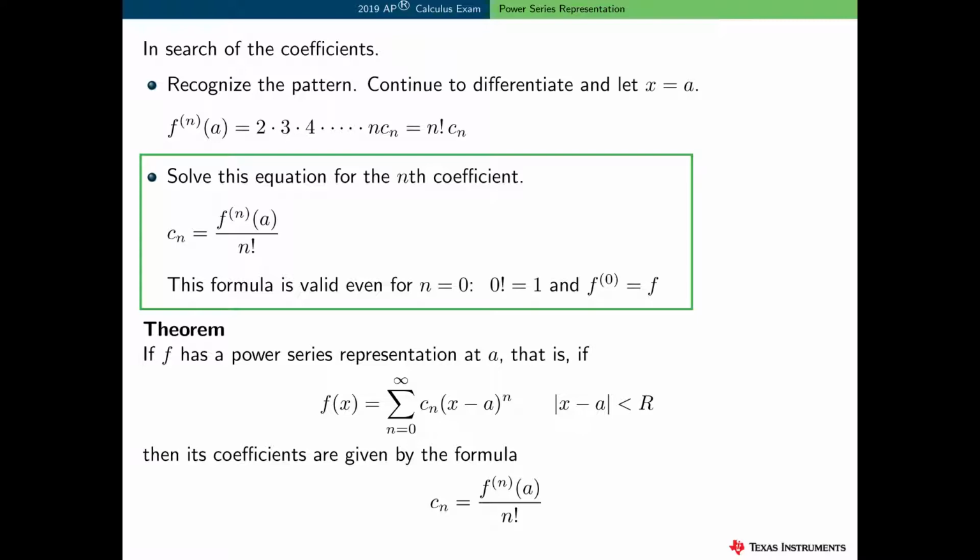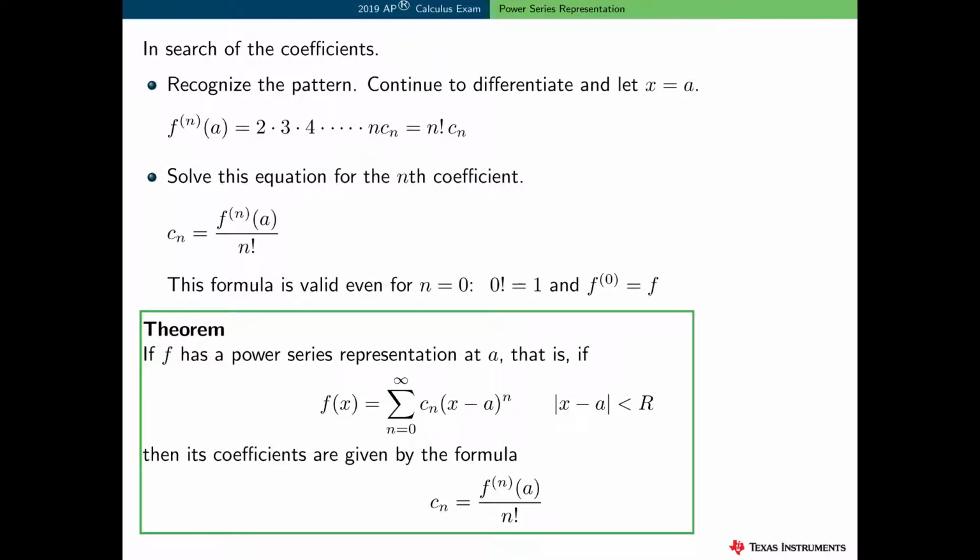And note that this formula is valid even for n equals 0, because we can use the conventions that 0 factorial is equal to 1, and the 0th derivative of f is just f. Now, this derivation proves the following theorem. It says that if f has a power series representation at a, that is, if f can be written this way, then its coefficients are given by this formula, the one that we just derived.